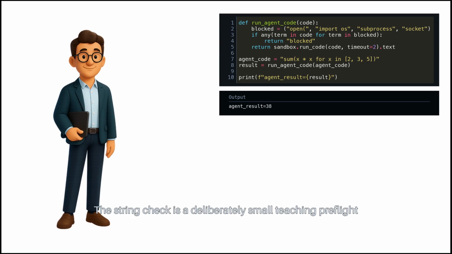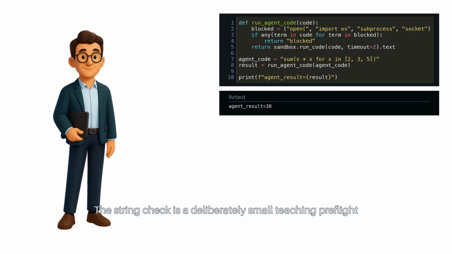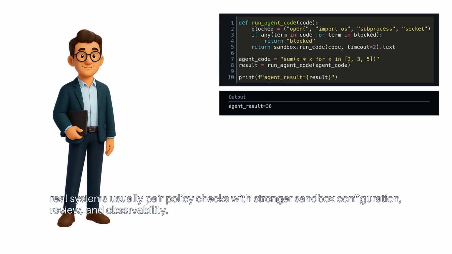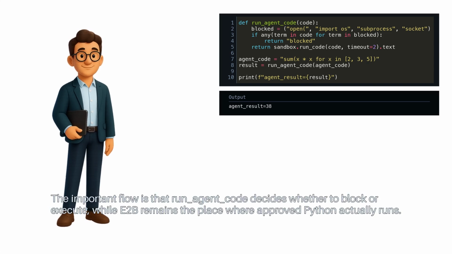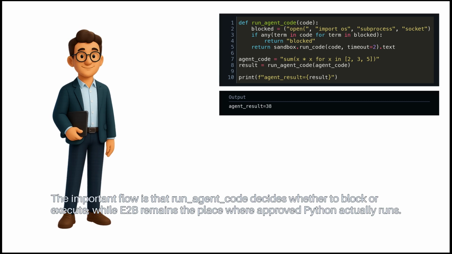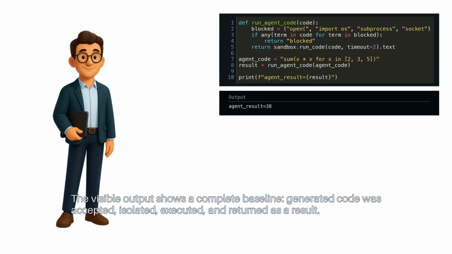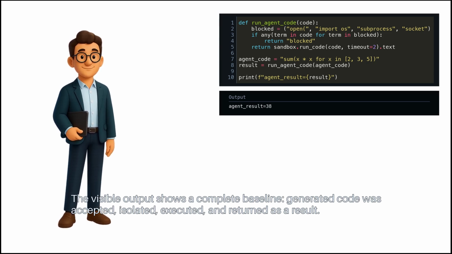The string check is a deliberately small teaching preflight. Real systems usually pair policy checks with stronger sandbox configuration, review, and observability. The important flow is that run_agent_code decides whether to block or execute, while E2B remains the place where approved Python actually runs. The visible output shows a complete baseline. Generated code was accepted, isolated, executed, and returned as a result.